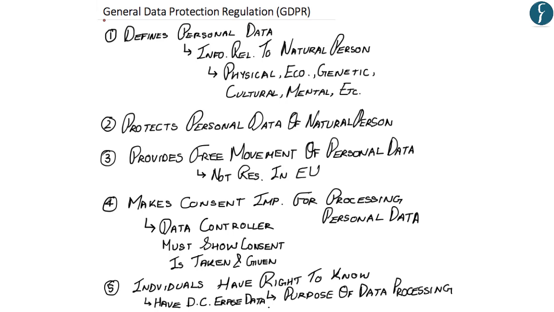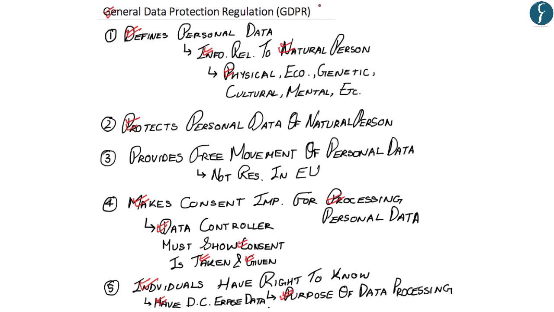And hopefully up till here you have understood the basic provisions of the General Data Protection Regulation of the European Union, wherein it defines personal data, wherein the physical, economic, genetic, cultural, mental, among other information related to a natural person. Moreover, it protects the personal data of a natural person by making consent an important aspect for processing personal data, wherein the data controller must show that he has taken the consent of that person and that person has also given his consent. And apart from this, the individuals also have a right to know for what purpose the data is being processed for, and to also have their data erased from the data controller if they withdraw their consent.